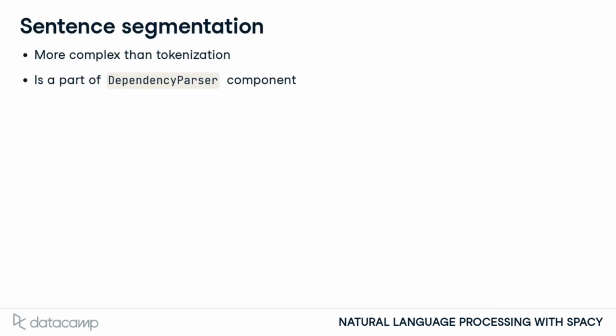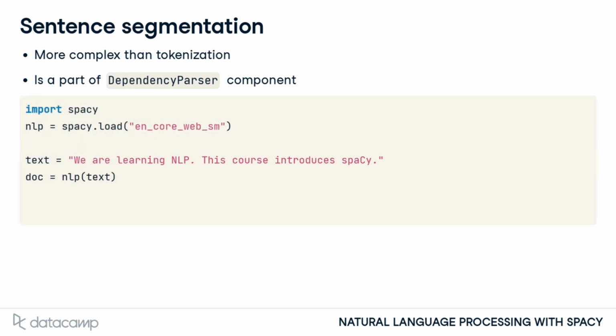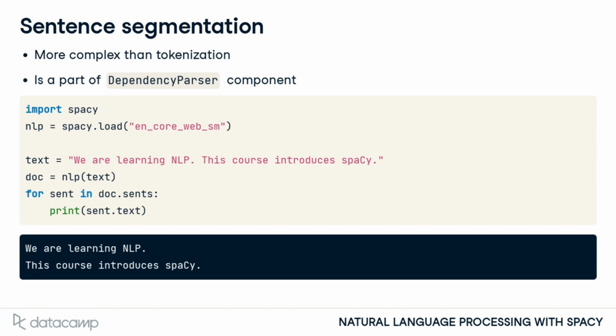Sentence segmentation, or breaking a text into its given sentences, is a more complex task compared to tokenization due to difficulties of handling punctuation and abbreviations. Sentence segmentation happens as part of the dependency parser pipeline component. We utilize a for loop to iterate over the sentences of "We are learning NLP. This course introduces spaCy," using the .sents property of a doc container. Then we can use the .text attribute to access the sentence text.